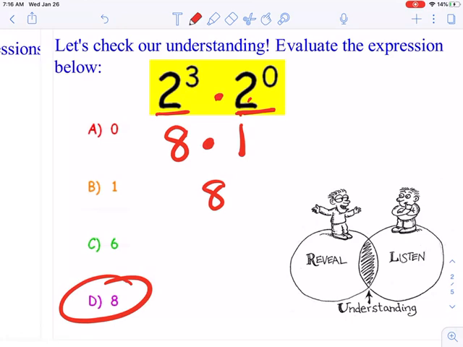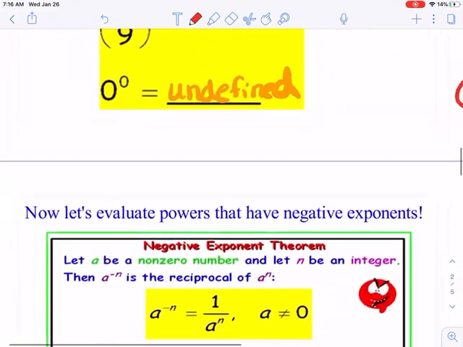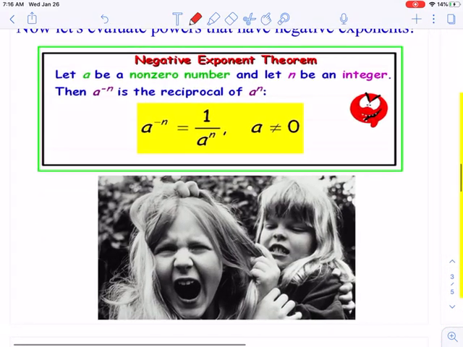Again, just using PEMDAS to simplify. Again, our first rule, anything raised to the 0 power is 1, with the exception of 0. And our second rule here for today is we're now going to talk about negative exponents.